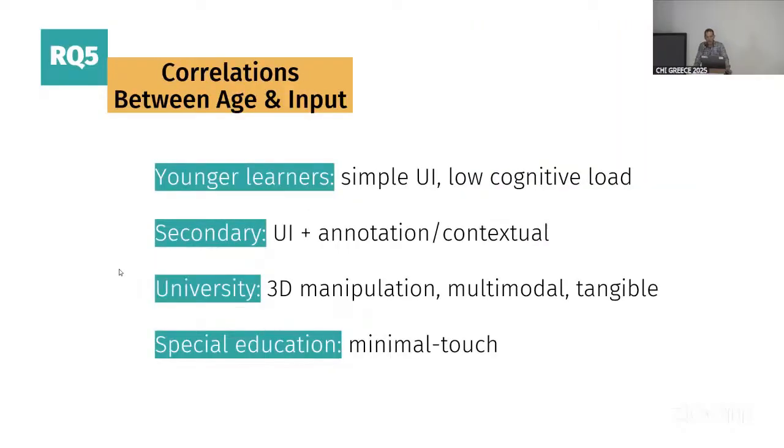We also see a clear connection between learner age and interaction complexity. We notice that the younger children use simple UIs like buttons and quizzes, keeping the cognitive load low. Secondary students had a bit more, like annotations and contextual features. University students engaged with 3D manipulation, multimodal inputs, and tangible setups. And in special education, we have only a few examples, but there were minimal touch interfaces to reduce barriers. This suggests that the input modalities must scale with age and ability rather than being one size fits all.